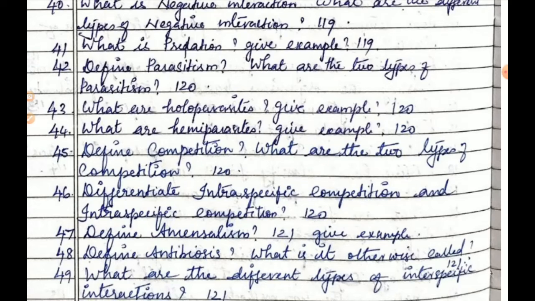48th question: define antibiosis. Students, for the 47th question, you can write any one example. But you have to read out all the examples once, because it is very important for one more question. The next is: define antibiosis. What is it otherwise called? Antibiosis, not antibiotic, antibiosis. The answer is given in page number 121.